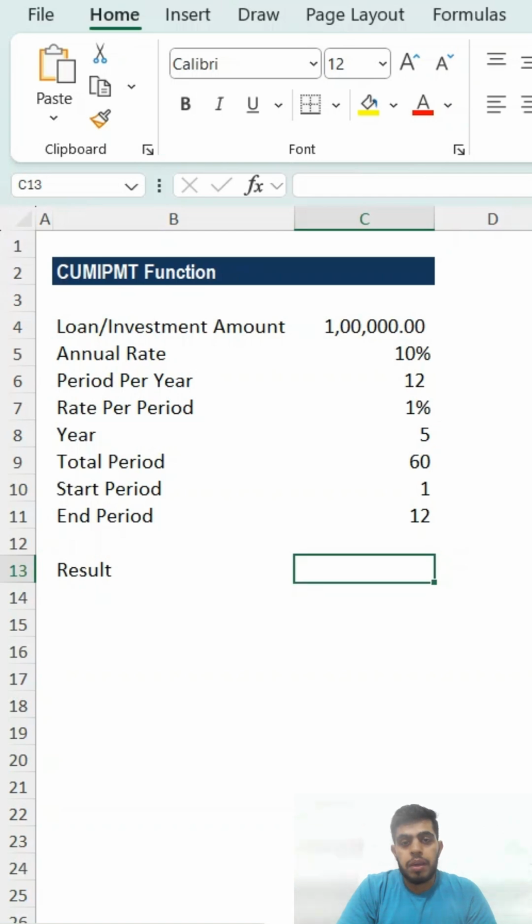Welcome back to the new tutorial of the MS Excel 365 formula series. My name is Sachin, and in this tutorial we are going to learn a new formula, that is cumulative interest payment. So let's start, guys.